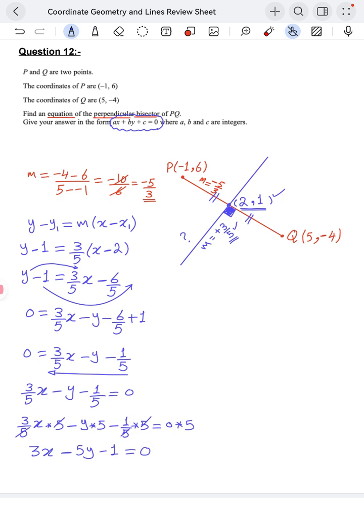And this is similar to ax plus by plus c equals 0. So the value of a is 3, the value of b is negative 5, the value of c is negative 1. And this is the answer.